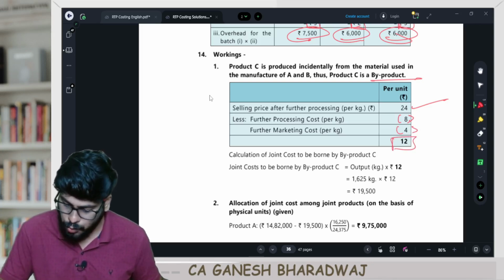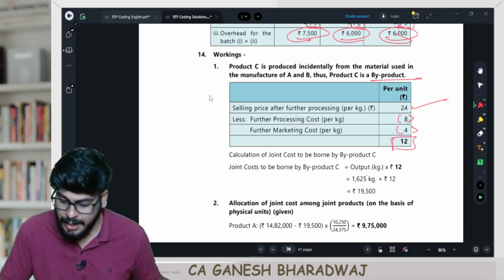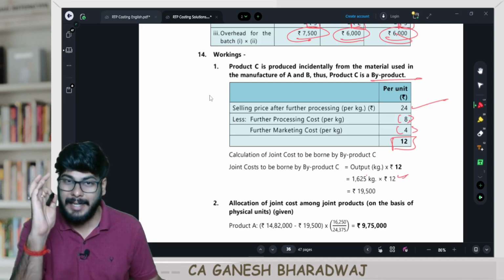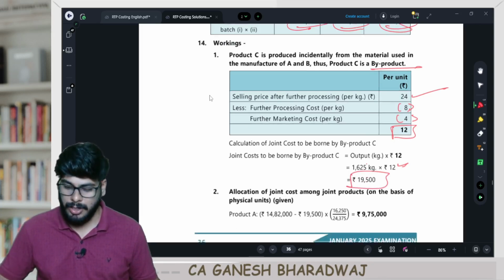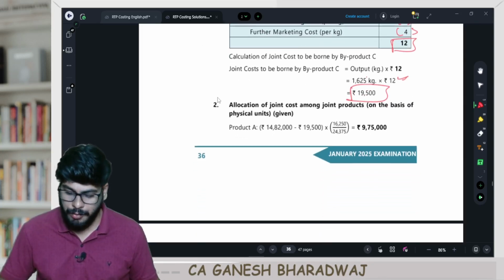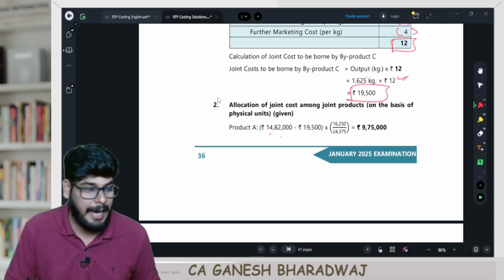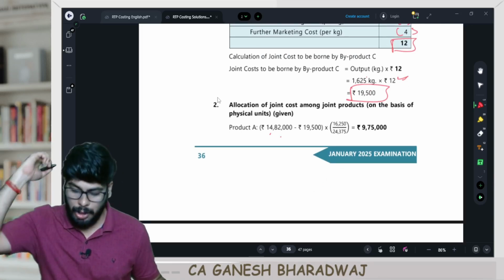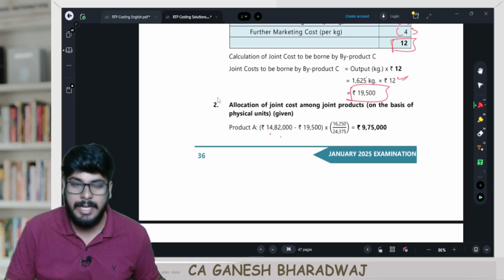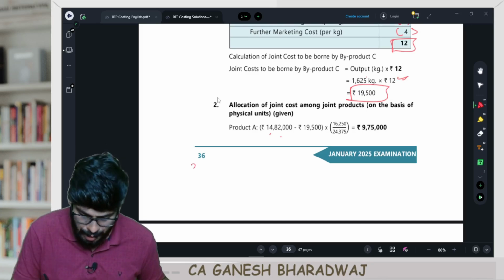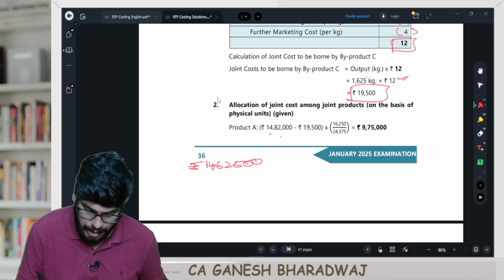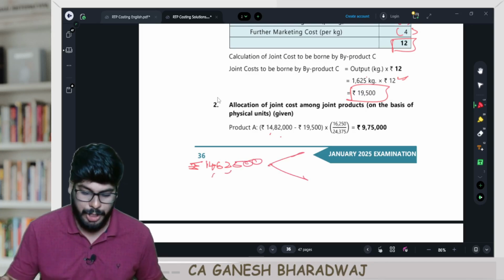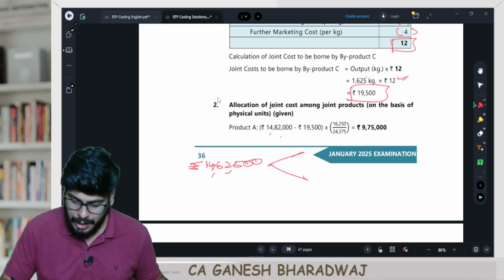And then what you need to do is 1625 kgs. Each of these kgs will give you a net realizable value of 12 rupees. That's going to be a total of 19,500 rupees, right? So now from 14,82,000 rupees, which is your total joint cost, you reduce this 19,500 rupees. It's going to be 14,62,500 rupees, right? This needs to be apportioned between A and B in what units?